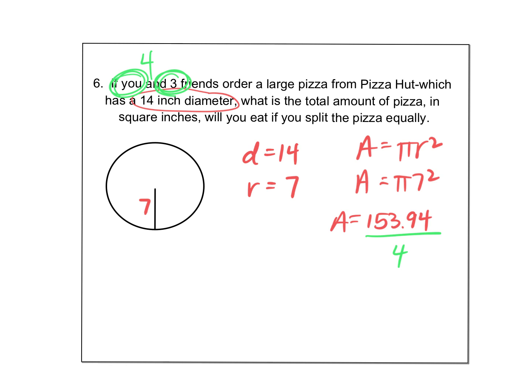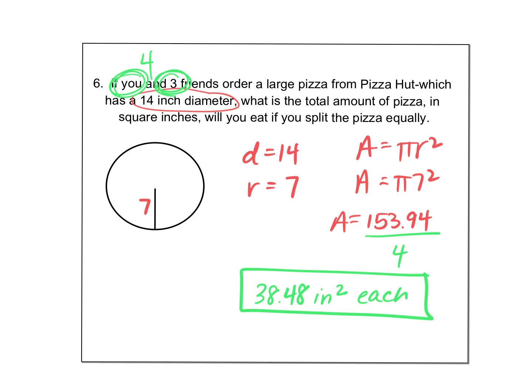So 153.94 divided by 4, that means you each get 38.48, and it's inches, so inches squared each. That's how much pizza you each get.